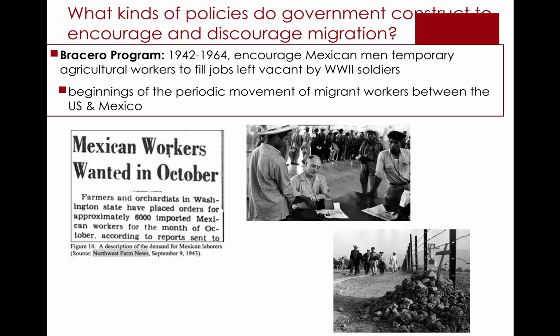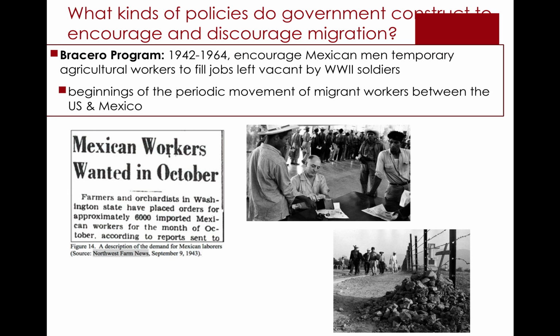And this program was designed to encourage Mexican men to become temporary agricultural workers to fill the jobs that were being left vacant by the soldiers that were deployed in war. And this marked the beginning of that periodic movement of migrant workers between the U.S. and Mexico. Sadly, as is often the case for guest workers, temporary workers like this, the people were treated quite terribly. The conditions were very poor. This was really designed to benefit the companies that needed the money. It was not really at all a social welfare program, and the men that were working these jobs were often working in quite difficult and unfair working conditions.